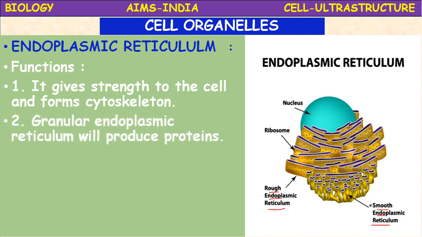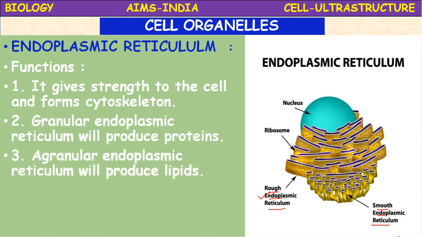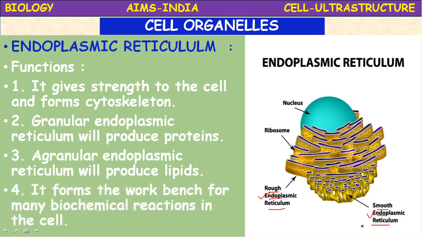Granular or rough endoplasmic reticulum helps in protein synthesis. Agranular endoplasmic reticulum helps in lipid synthesis, or the production of lipids. Then it forms the workbench for many biochemical reactions in the cell, because some important enzymes are also synthesized by this endoplasmic reticulum.